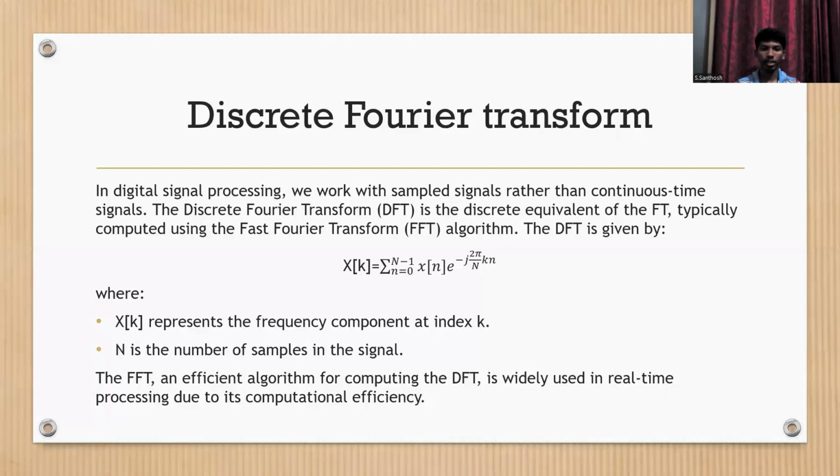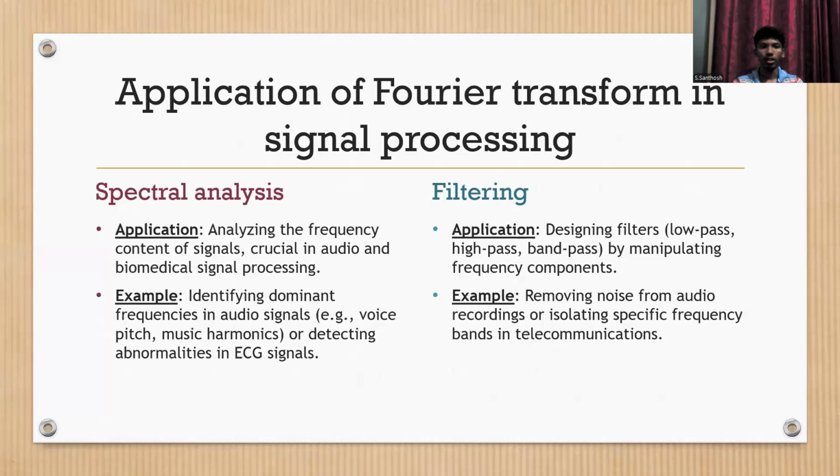where X of k represents the frequency component at index k and N is the number of samples in a signal. The fast Fourier transform, an efficient algorithm for computing the DFT, is widely used in real-time processing due to its computational efficiency. So now let's look at some of the applications of the discrete Fourier transform in signal processing methods. So first one is spectral analysis.